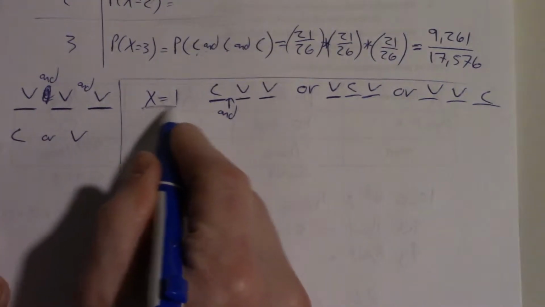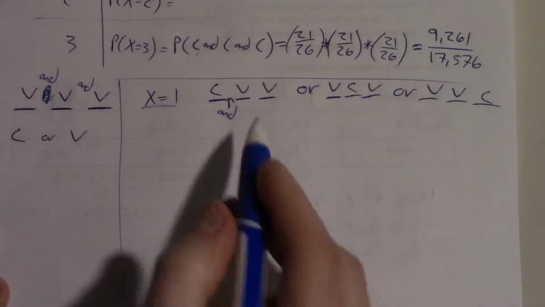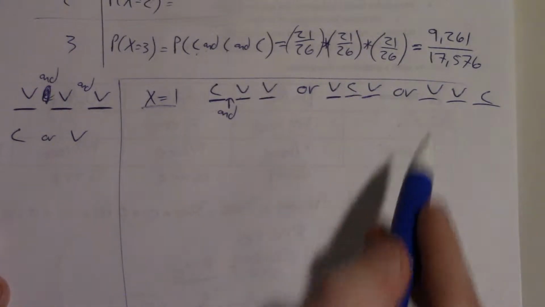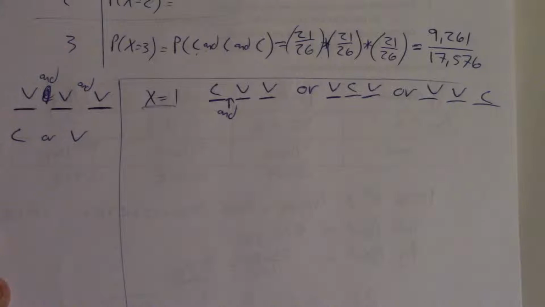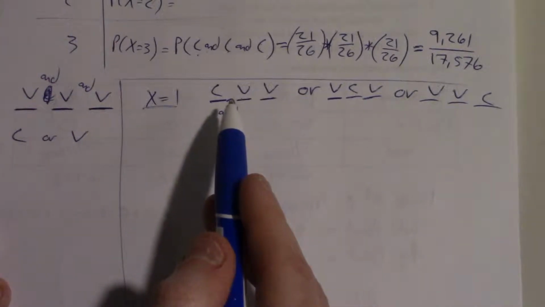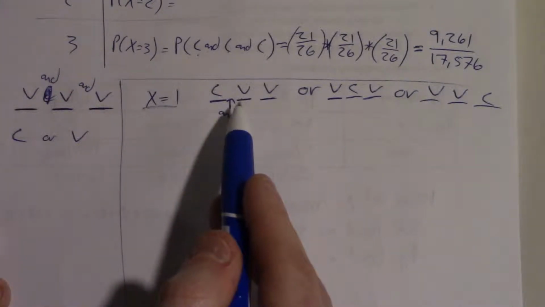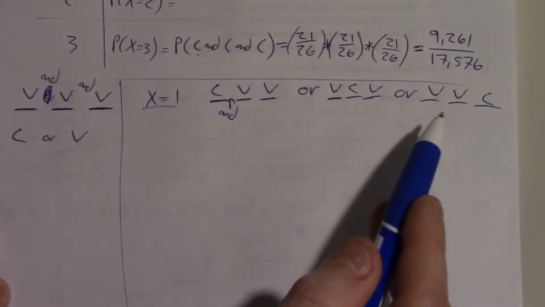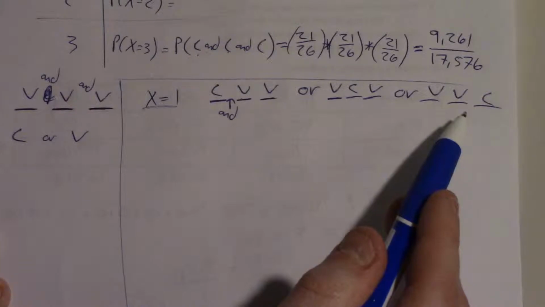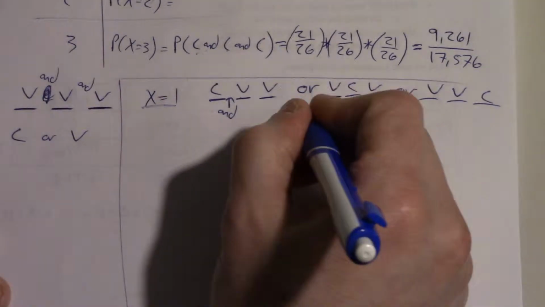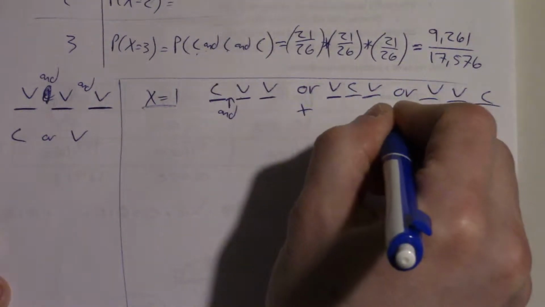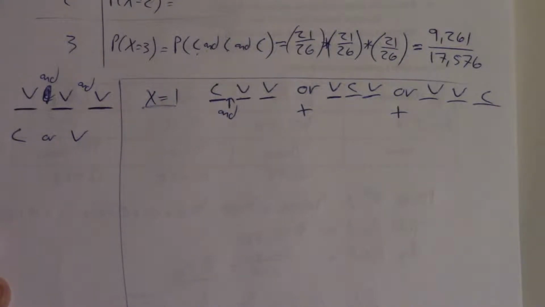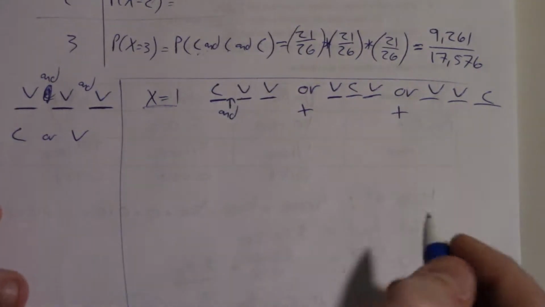So to find the probability that x is 1, there are 3 different ways to find that. So we have to figure out what's the probability of this combination, and this combination. These "or"s will turn to an addition sign. So we have to add up all 3 of those probabilities. Okay. So let's start with the first one.